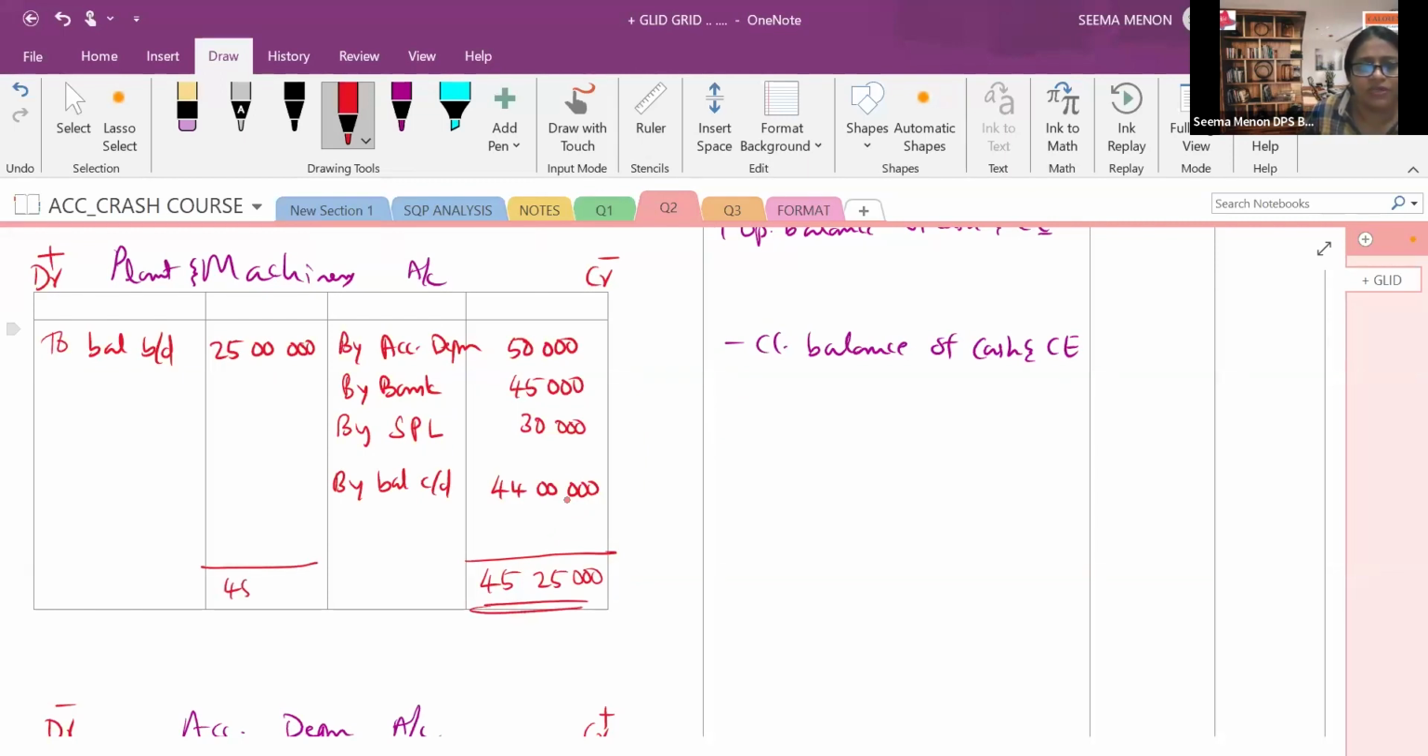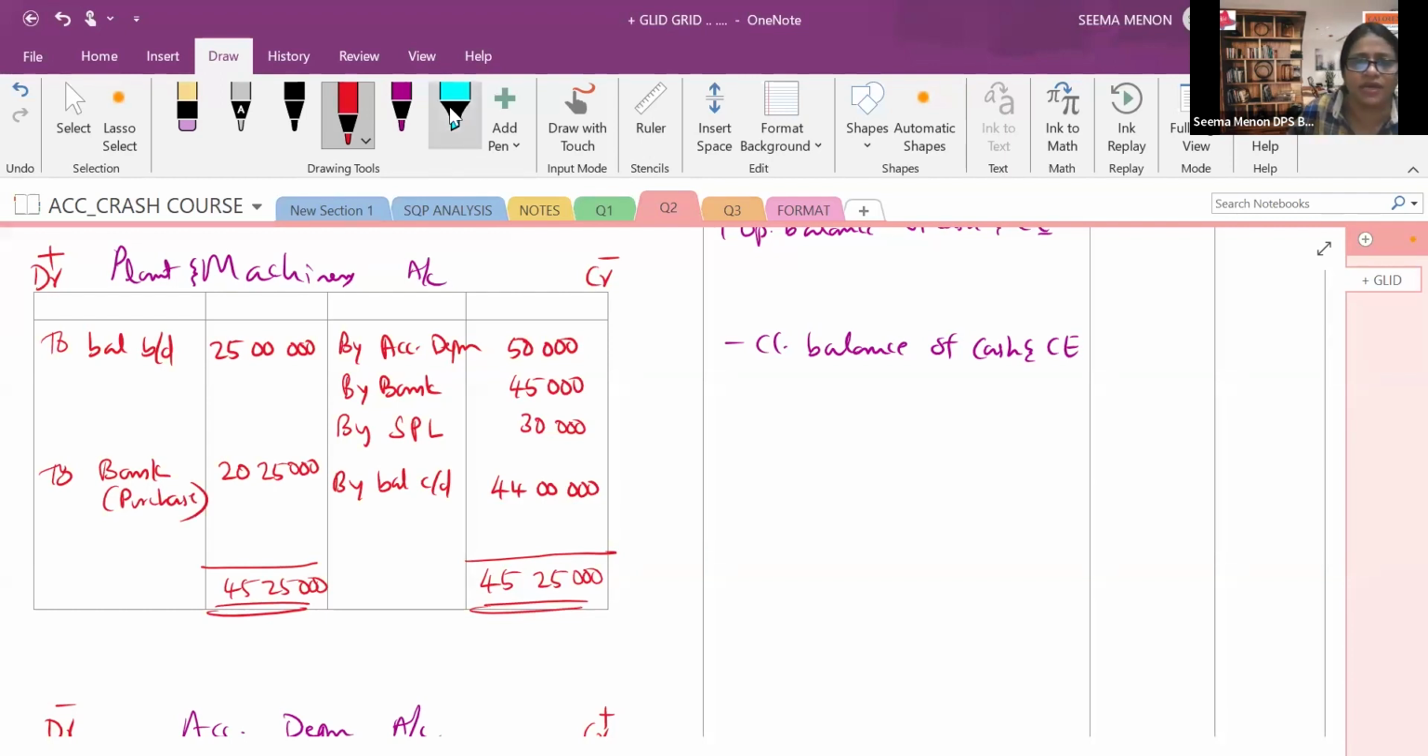So we will do that here also. On the debit side also, we will write the total. Now, from the 45 lakh 25,000, if you subtract 25 lakh, you will get 20 lakh 25,000. Our debit side is increased. Whenever there is an increase, that means we purchase the asset. Asset purchase means there is an outflow, so in the bracket you can write purchase.